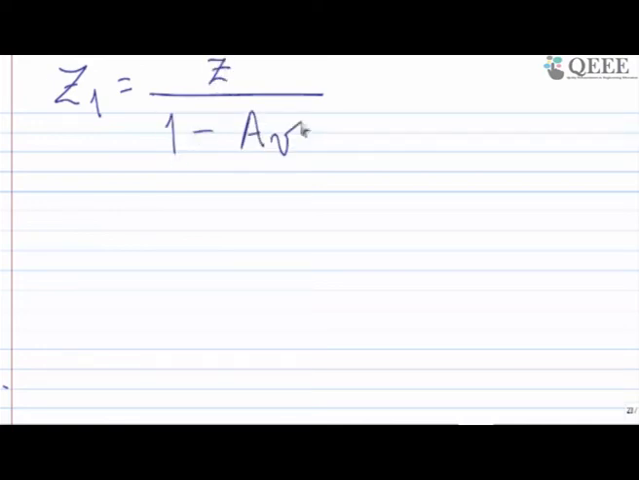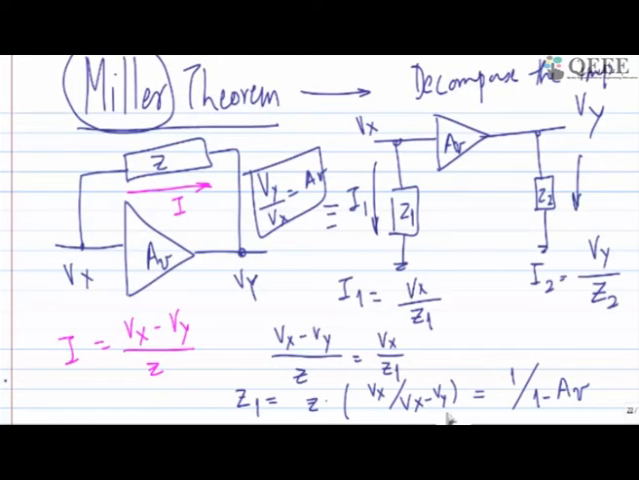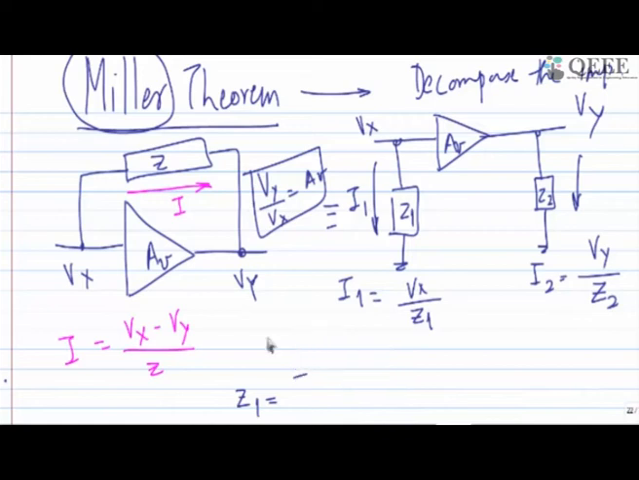So maybe you can put it somewhere that Z1 becomes Z by 1 minus Av. This is one thing. Similarly, for this guy, he is also following the same thing. I2 is equal to I.